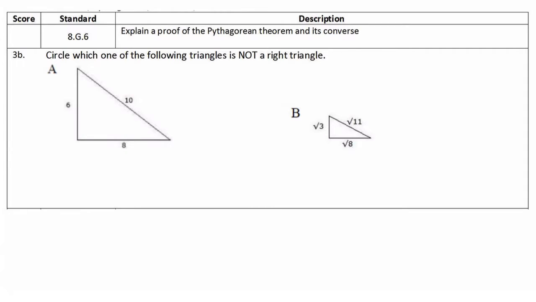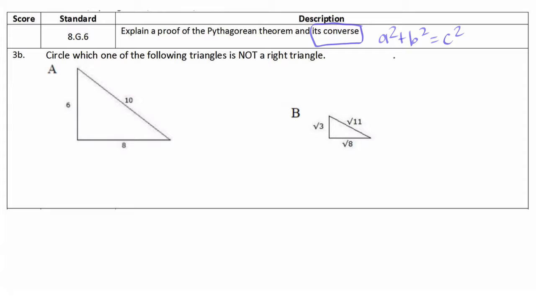This is video 3 of interim 3. This is explaining a proof of Pythagorean theorem and its converse. So what we're going to be working on is thinking about the Pythagorean theorem itself, which is a squared plus b squared equals c squared. But it says explain its converse as well.